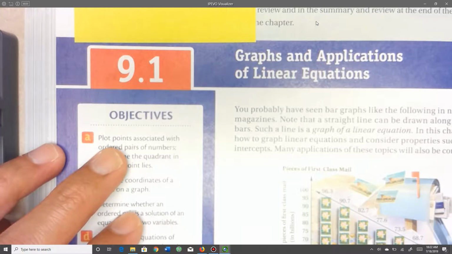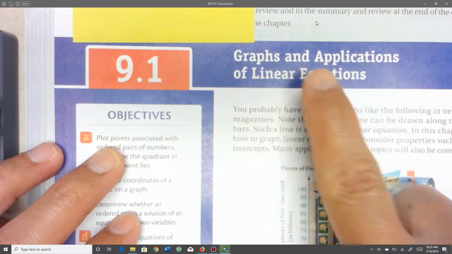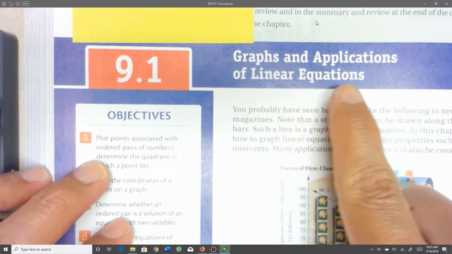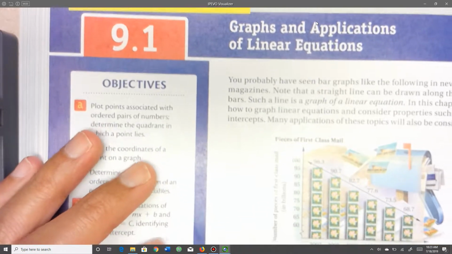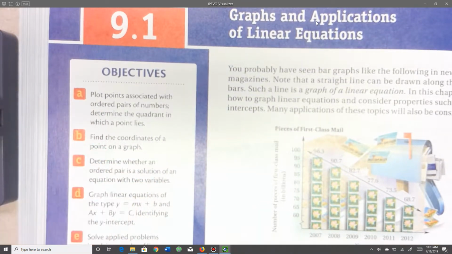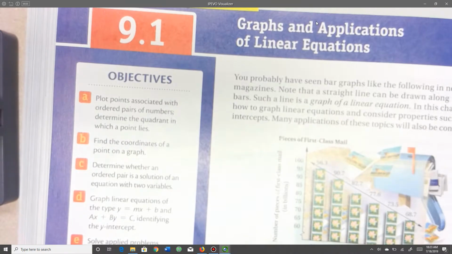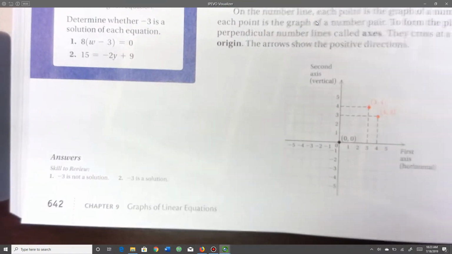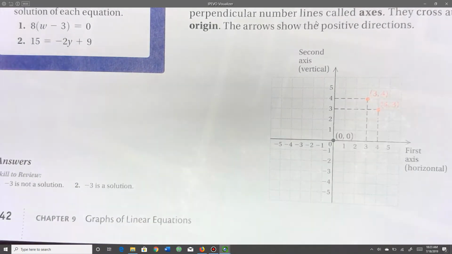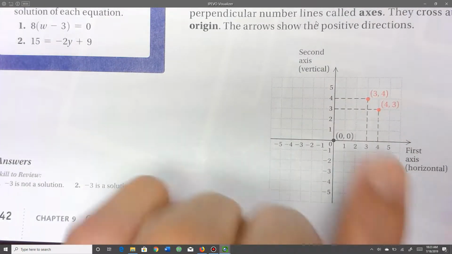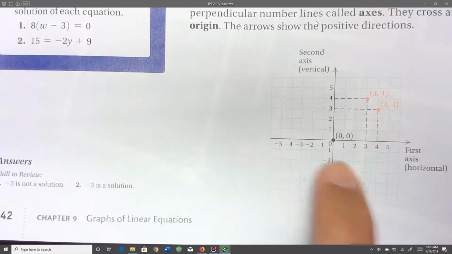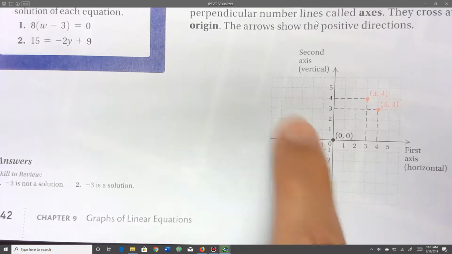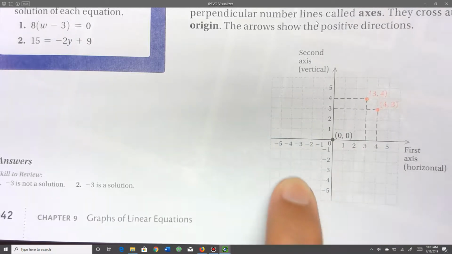Okay, and let's see. In this chapter, the title is Graphs and Applications of Linear Equations. Well, all that means is we are going to be working with graphs. In other words, we're going to be working with the plane, the Cartesian plane. You don't have to know that name. Just know that it's going to look like this, something like that.